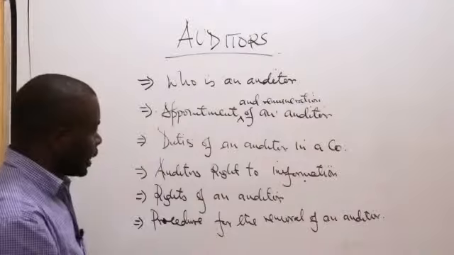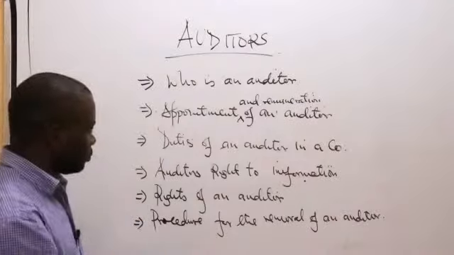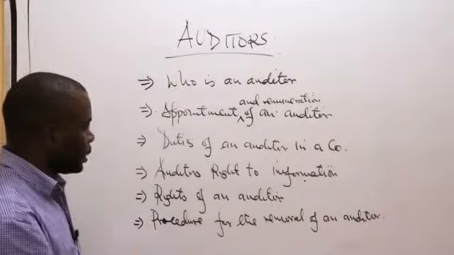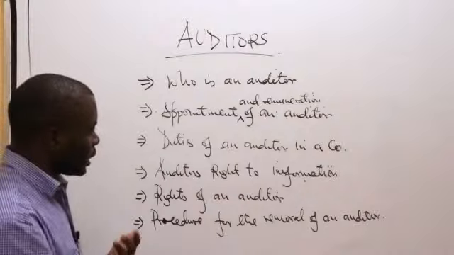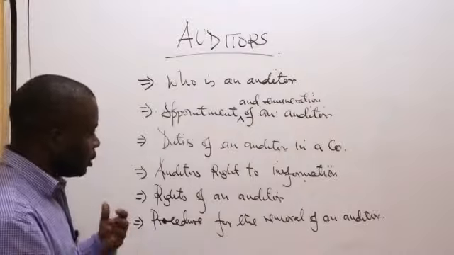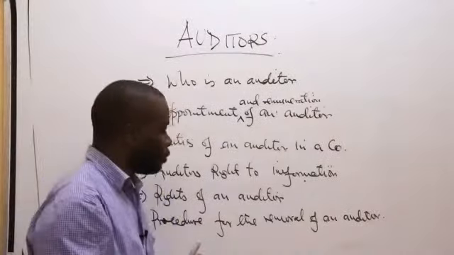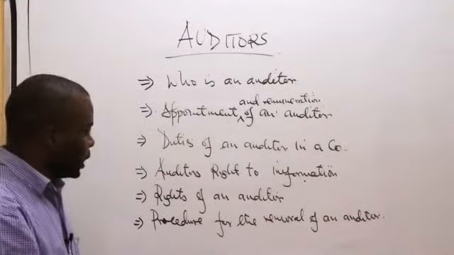So the auditor's right to information is very key. Then other rights of an auditor in a company. Of course, we are saying the major right is to access the information in the company, but he has other rights too. For example, you must pay an auditor once you appoint him as an auditor of the company. So that is a right. We'll see other rights that he's able to enjoy.